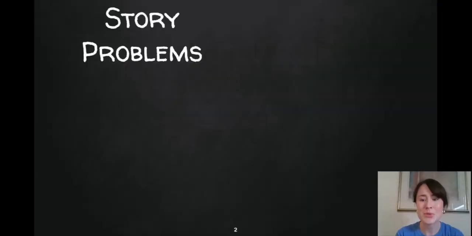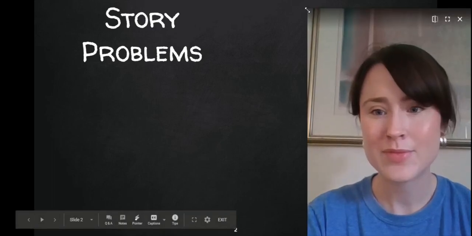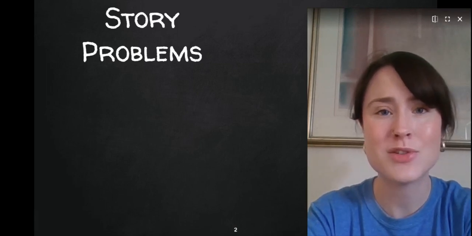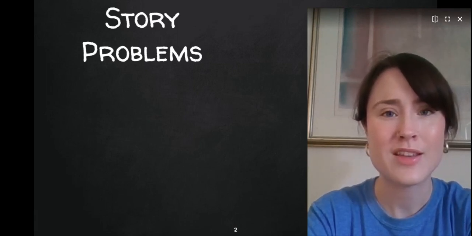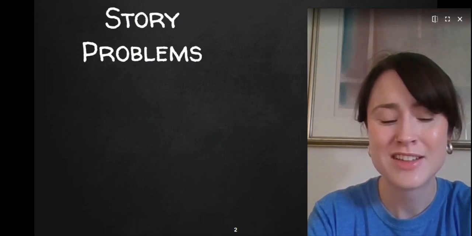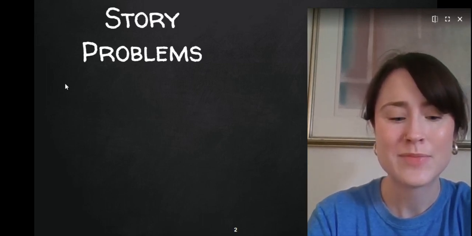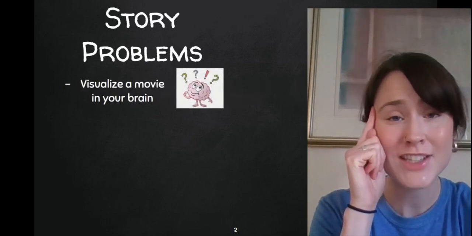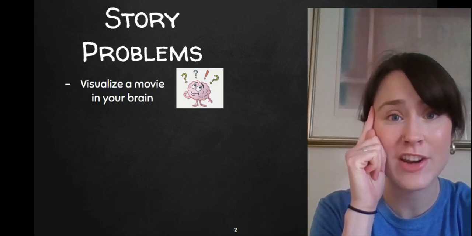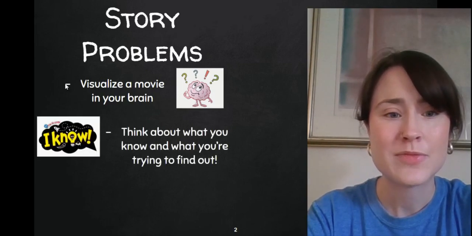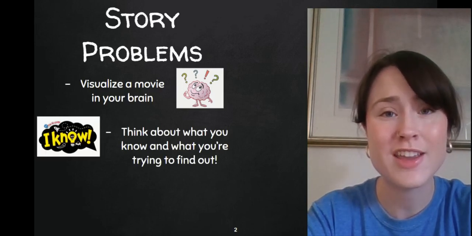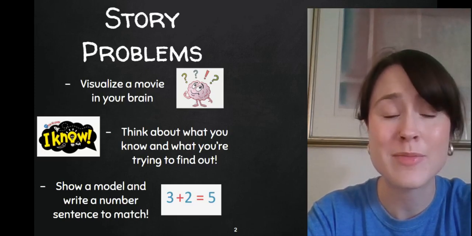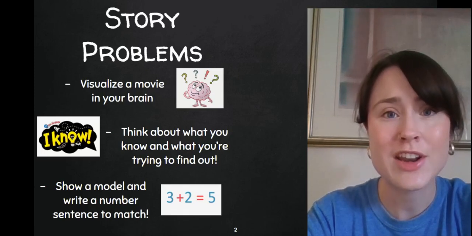So let's get started with some story problems. What are some of the things that great mathematicians do every single time they get a new story problem? We should be experts at this by now. That's right, great mathematicians visualize or make a brain movie inside their head. We really want to understand what's going on in our story. We should always think about what we know and what we're trying to find out. And last but not least, we should show a model, like a bar model, and write a number sentence to match.